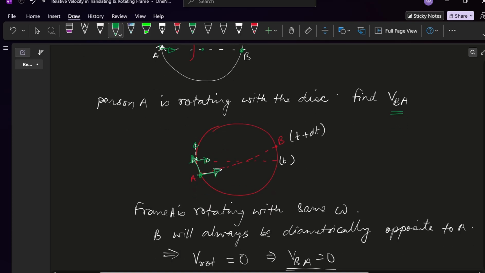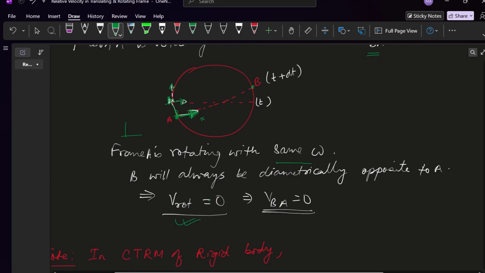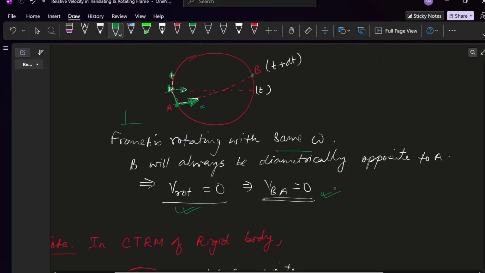And in the rotating frame, you see there is no rate of change of this position vector. All the time, this AB vector will be seen in this frame. From the ground frame, the AB vector keeps on changing, right? This is with respect to ground. This vector keeps on rotating. But from this frame, this guy will always see the AB vector the same. Let's say if this is your x-axis, you'll always see that B will be on the x-axis. Yes, so frame A is rotating with the same omega, and B will always be diametrically opposite to A. So that's why we can say v rotating is 0, so v_BA is 0, right?